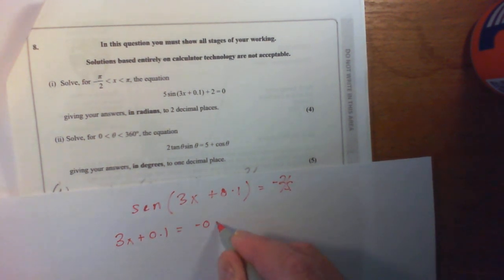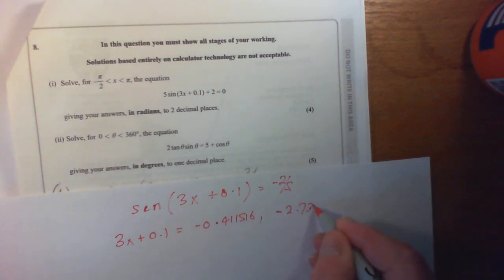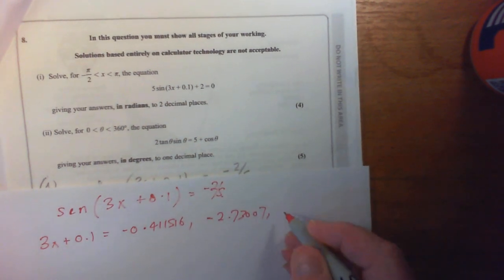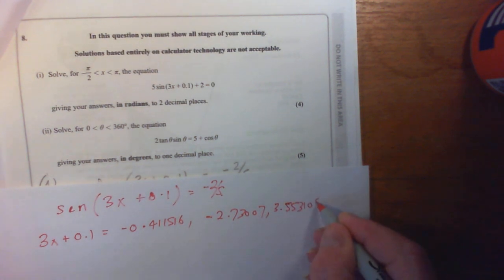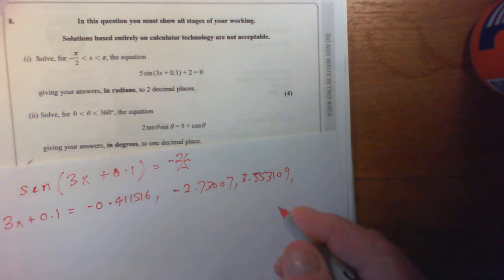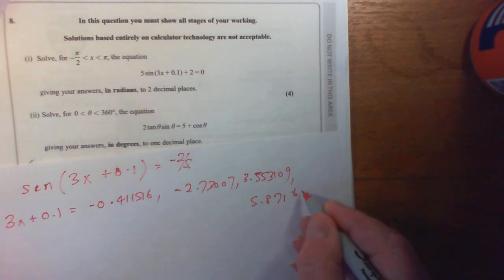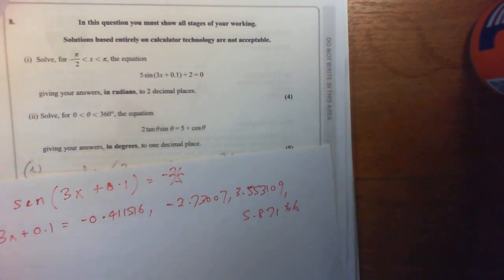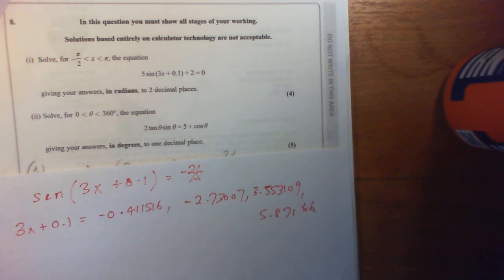You've got minus 411,516, minus 2.73007, 3.553109. Sorry, I should have spaced this out a bit better so I could stick them all on one line. That's the way I would recommend. Just get all the values out right at the beginning, and then just do your straightforward algebra to work out what x is.